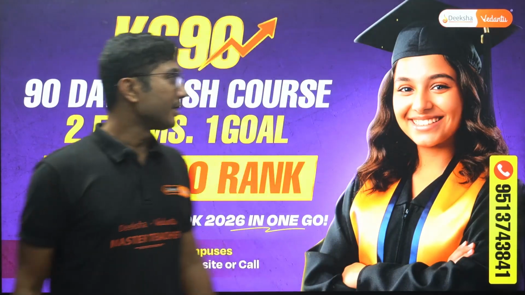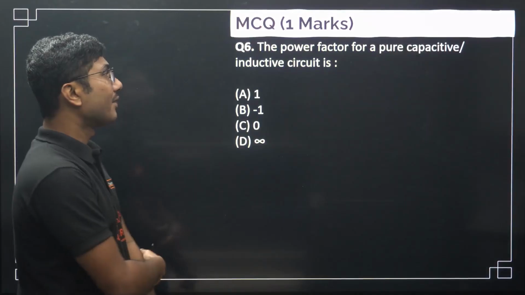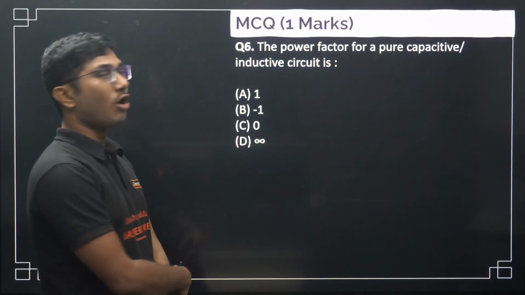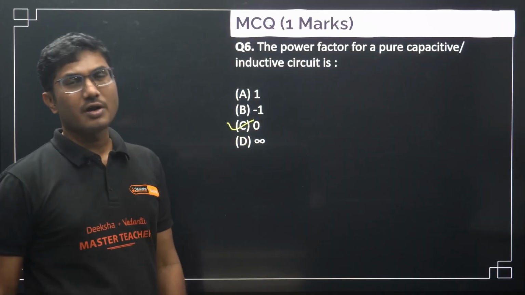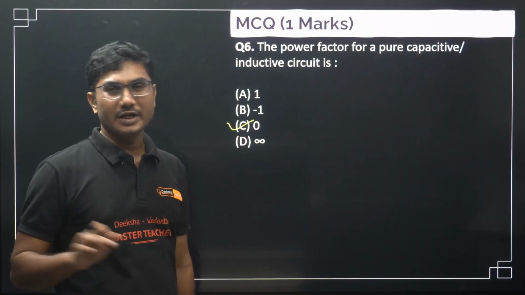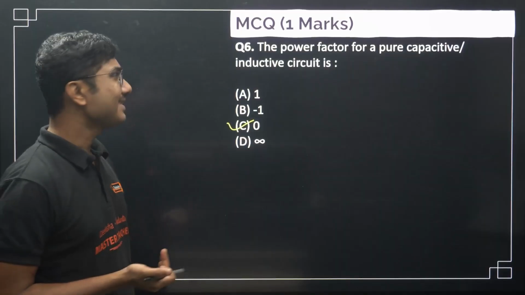So let's continue with our MCQ. The power factor for a pure capacitive or pure inductive circuit is 0. Power factor for pure capacitive, pure inductive, no power is consumed, so power factor is 0.